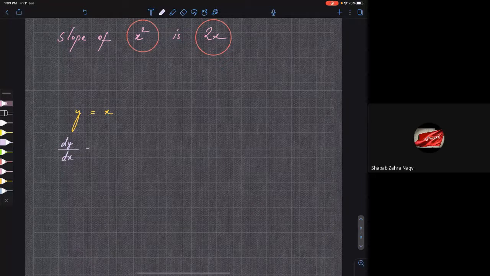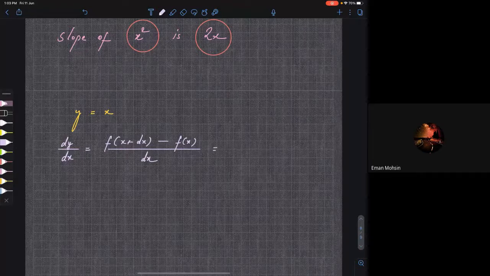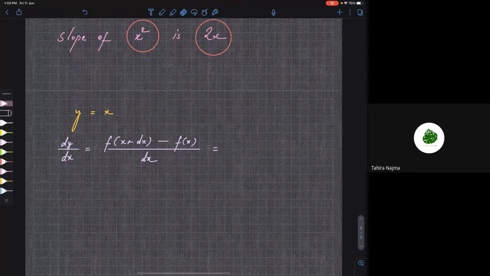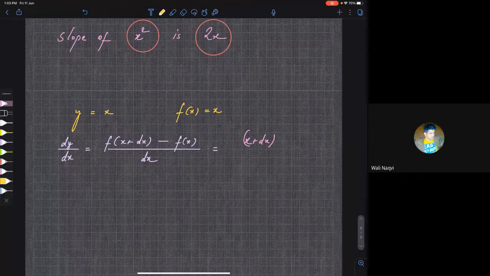f of x plus dx minus f of x, by dx. Clear? Now tell me, what is f of x plus dx? It is x plus dx. It is quite easy, right? Because if f of x is x, f of alpha is alpha, f of beta is beta. So f of x plus dx will be x plus dx. Minus x, by dx.